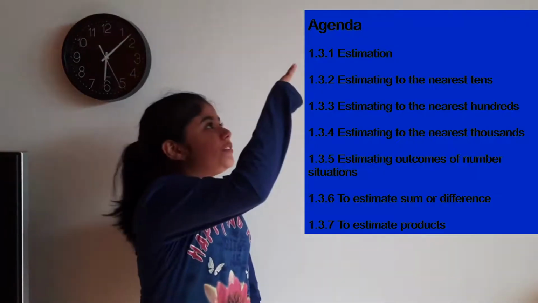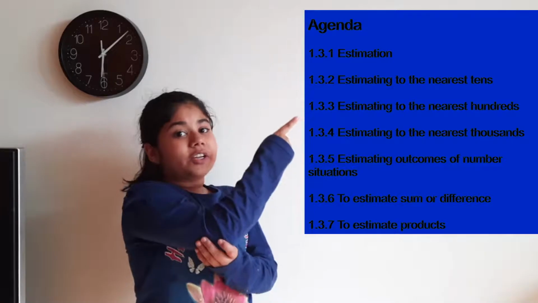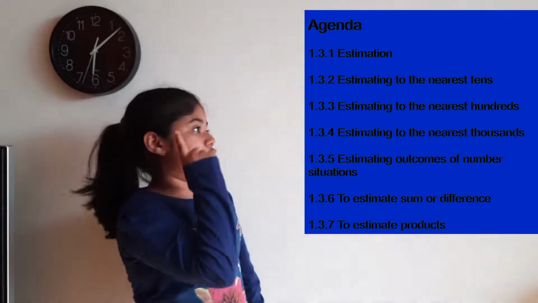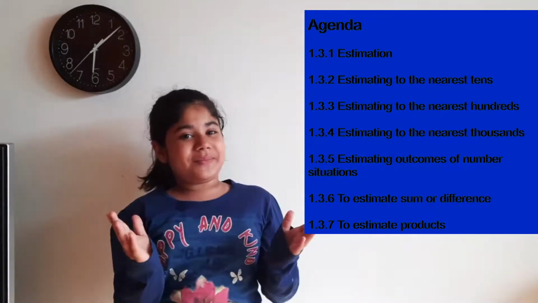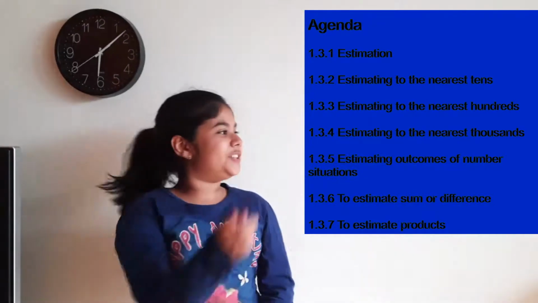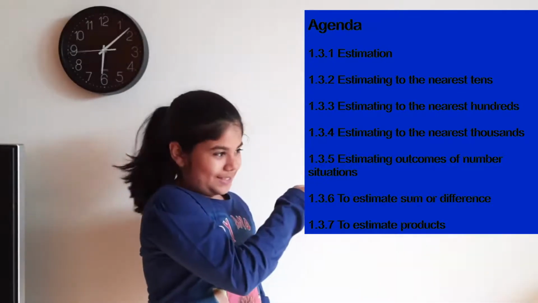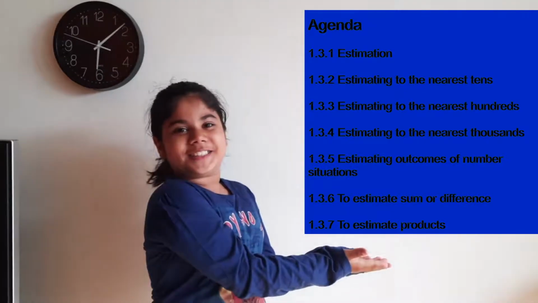In this video, we will be seeing section 1.3.1 estimation. Then we will be seeing rounding off to the nearest tens, rounding off to the nearest hundreds, and also rounding off to the nearest thousand. After that, we will see estimating outcomes of a number situation. And the last two ones will be to estimate sum or difference, and the last one is to estimate products.